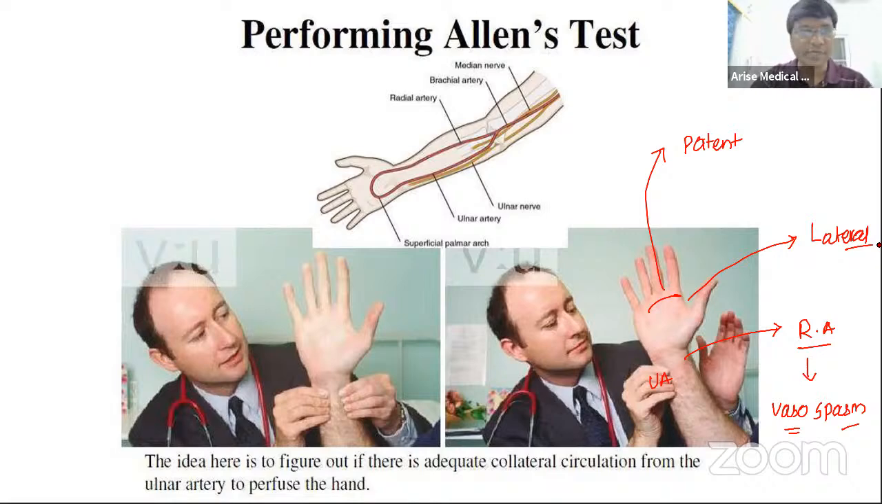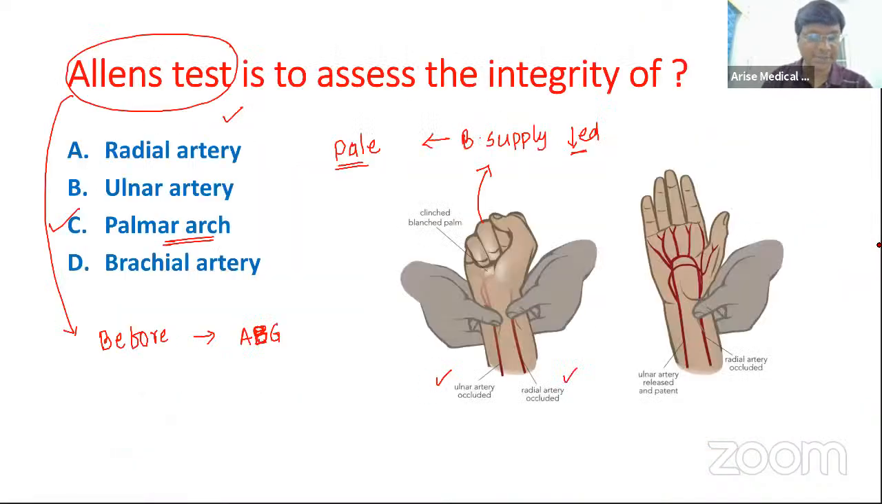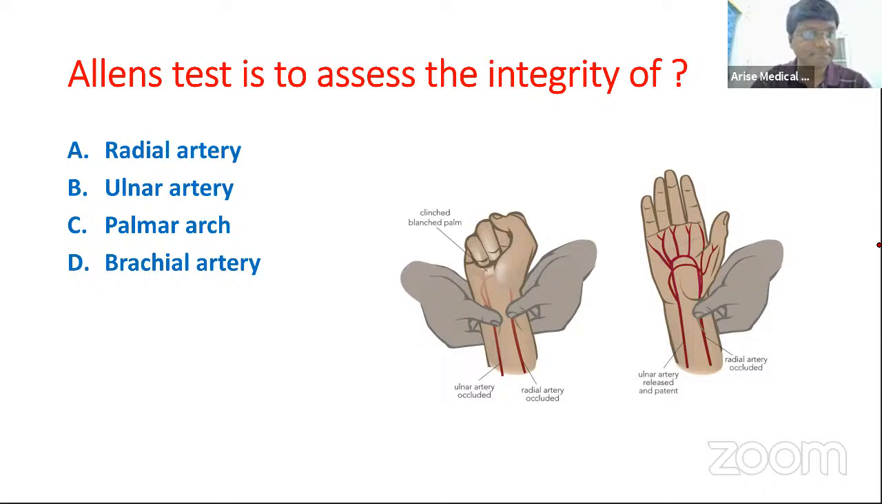Yes, just give me a thumbs up or text S if you have understood this Allen's test. Tell me whether you have understood this Allen's test or not. Okay, very good. Now, what is the take-home message? The take-home message is that Allen's test is used to assess the integrity of the palmar arch, right? Next.